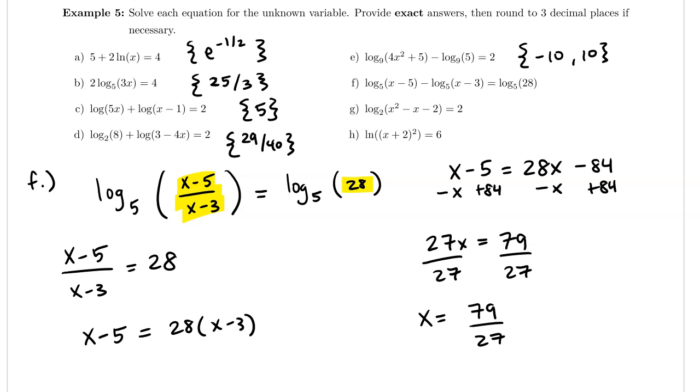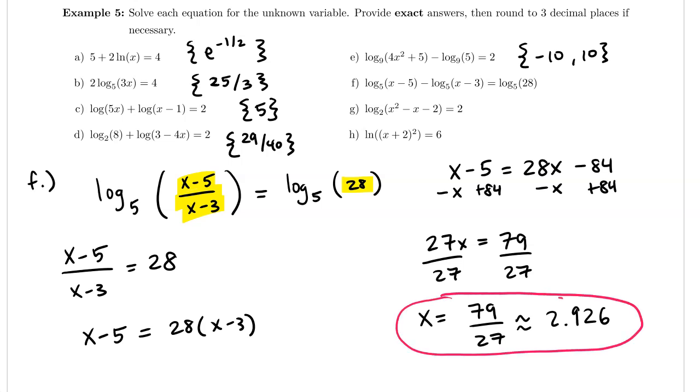Now, if you throw that into your calculator, this is approximately 2.926. And if you were to take this, specifically the 2.926, and throw that into that x value, you're going to end up getting a negative number. Remember, we cannot take the logarithm of a negative number. So it turns out that for part F, there's no solution.